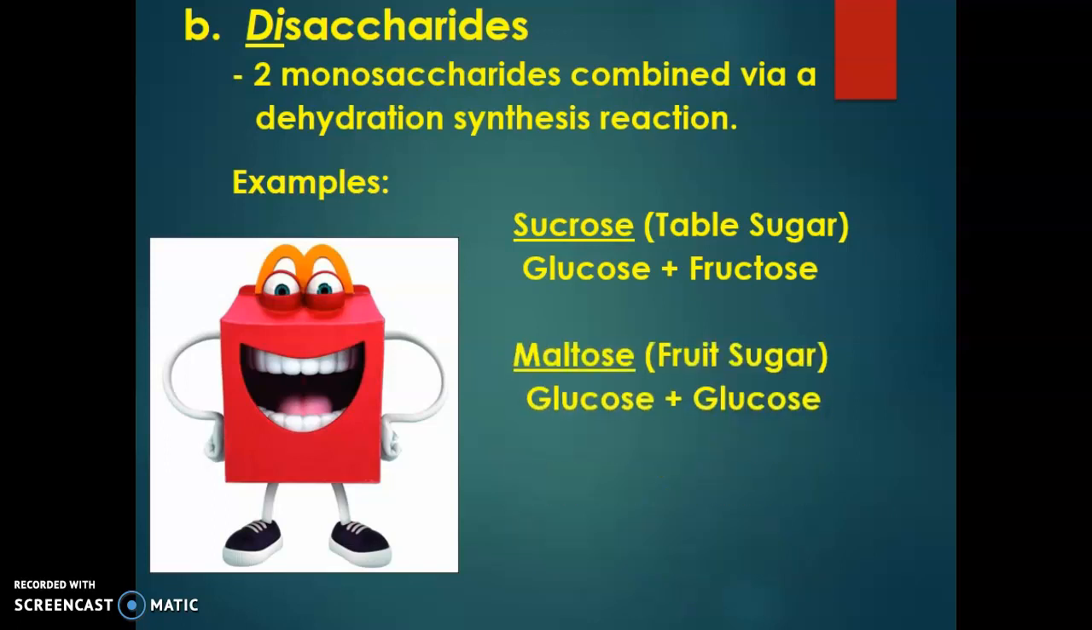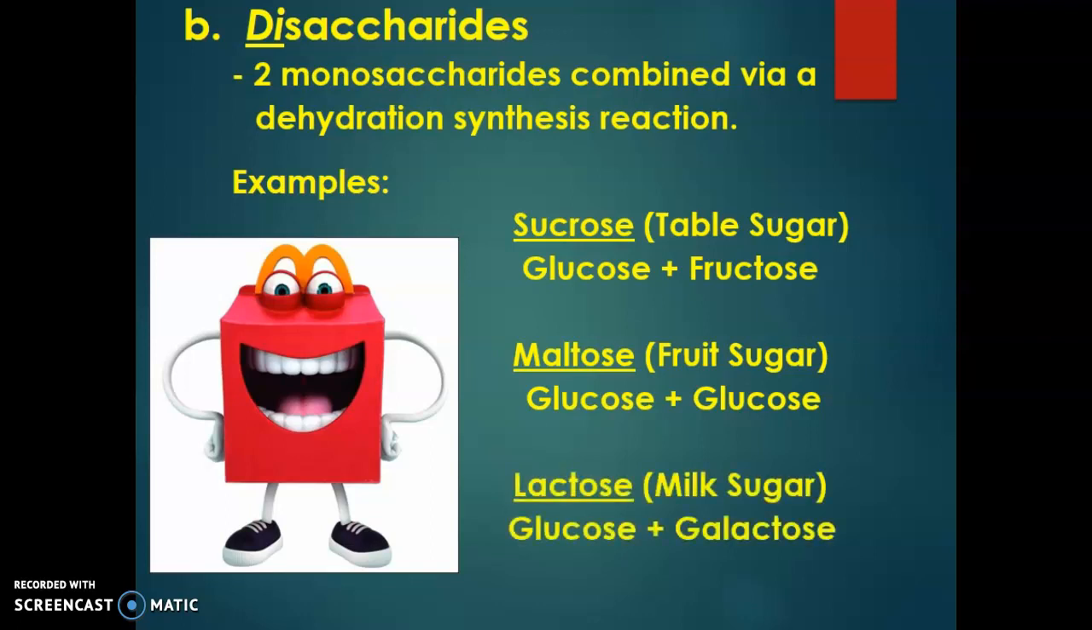Another example would be maltose. Maltose is in fruit sugar as well, and it's made up of two glucose molecules combined. Obviously the sugar in any type of fruit you've consumed tastes a little bit different than regular table sugar, sucrose. So maltose will be glucose and another glucose linked together. And the third example I would like you to remember for disaccharides is lactose, which comes in milk sugar or any other type of dairy product is what you're going to find lactose in. And lactose is a combination of the two monosaccharides, glucose and galactose.